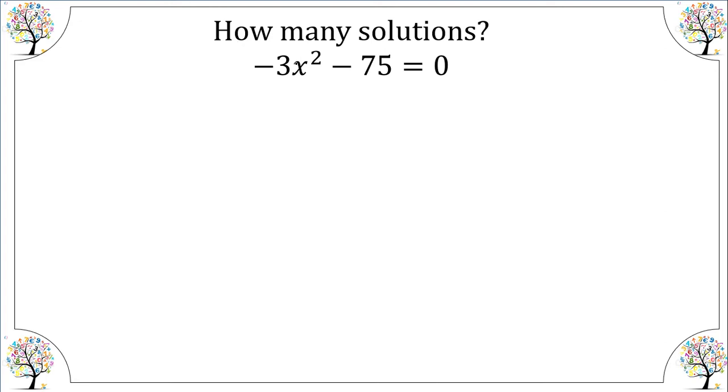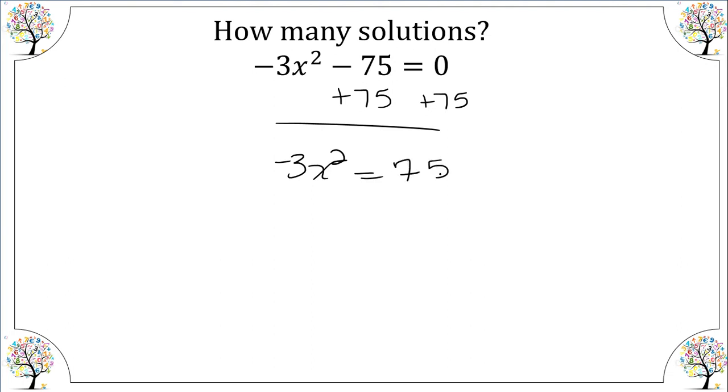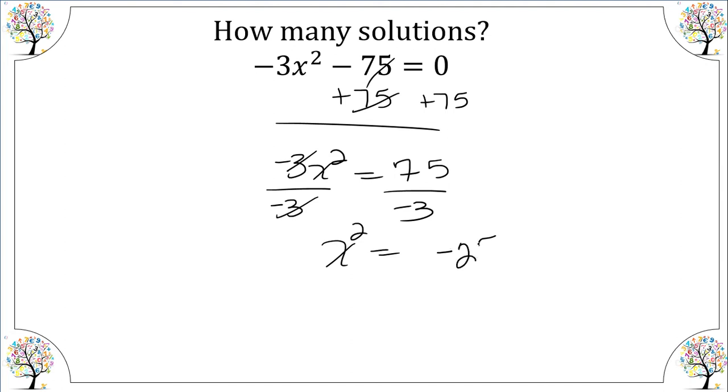Okay, let's solve this equation. X is being squared, then multiplied, then subtracted. So we are going to add. And we have negative 3x squared equals 75. We're going to undo the multiplication by dividing by the negative 3. We get x squared is equal to negative 25.